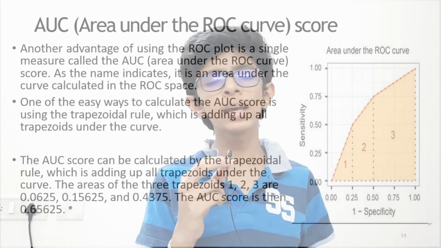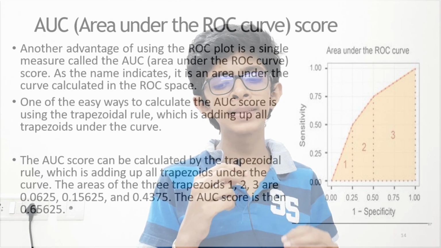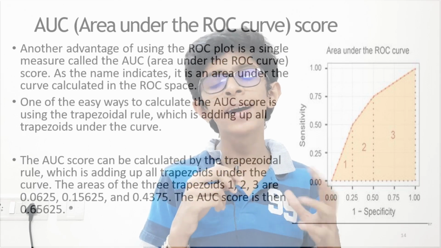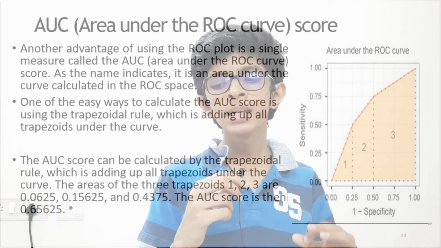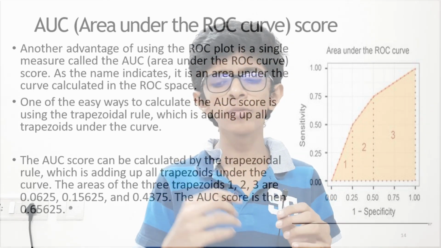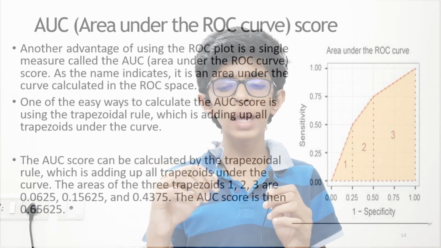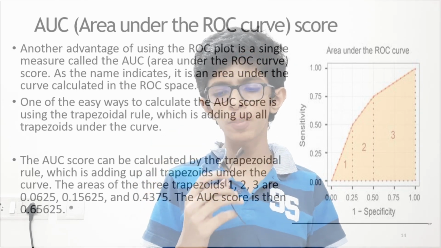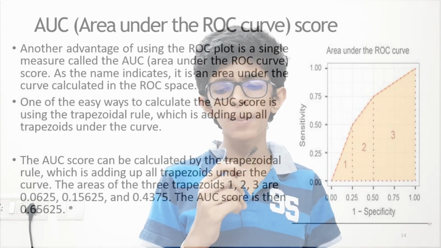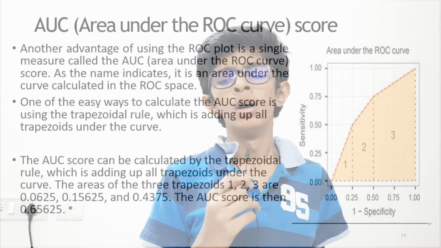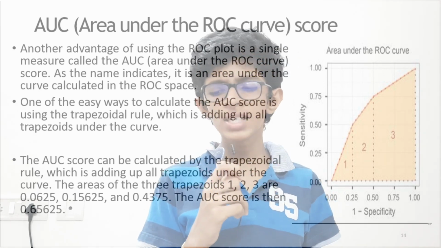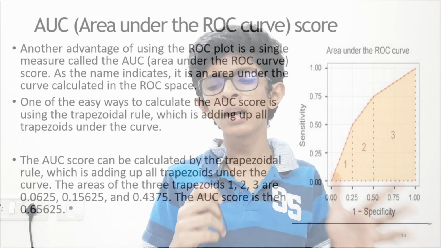AUC, area under the ROC curve score. Another advantage of using a ROC curve is a single measure called AUC, area under the ROC curve, and as the name indicates it's the area under the curve calculated in the ROC space. One of the easy ways to calculate the AUC score is using the trapezoidal rule, which is adding up all trapezoids under the curve.